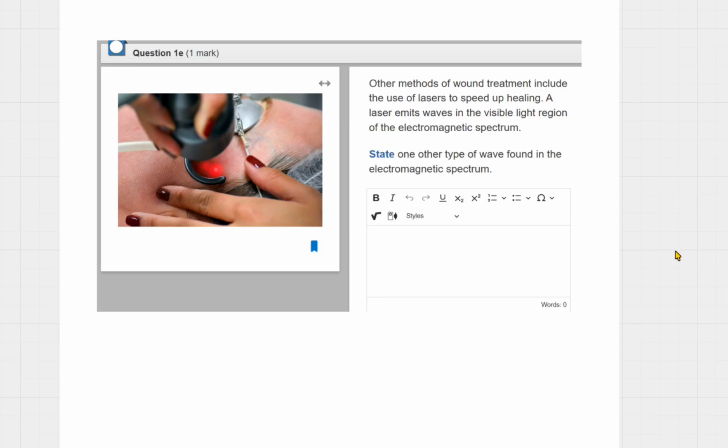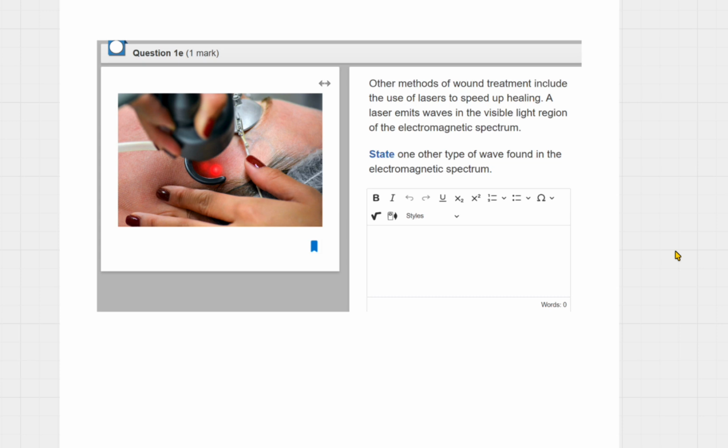Now we have question 1E with us. Let's just read the question. Let's just not waste our time. Let's just get to the point. State one other type of wave found in the electromagnetic spectrum.